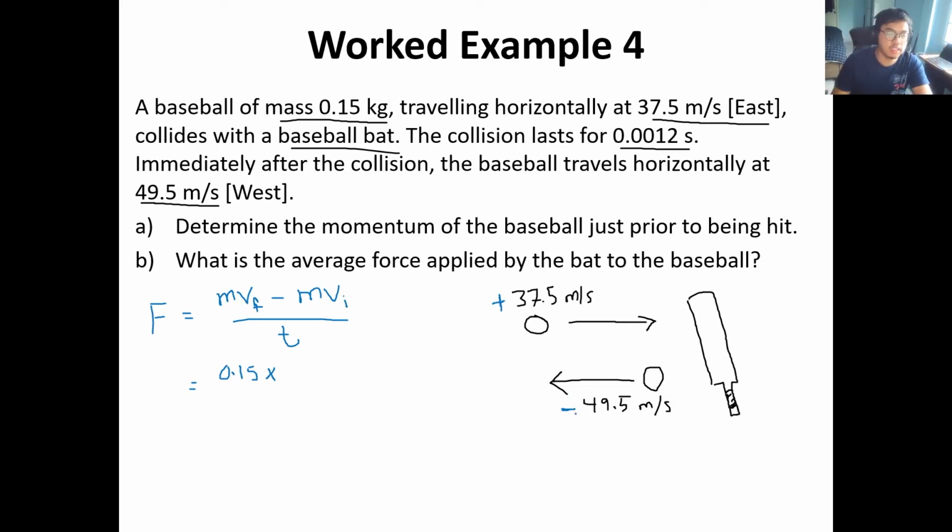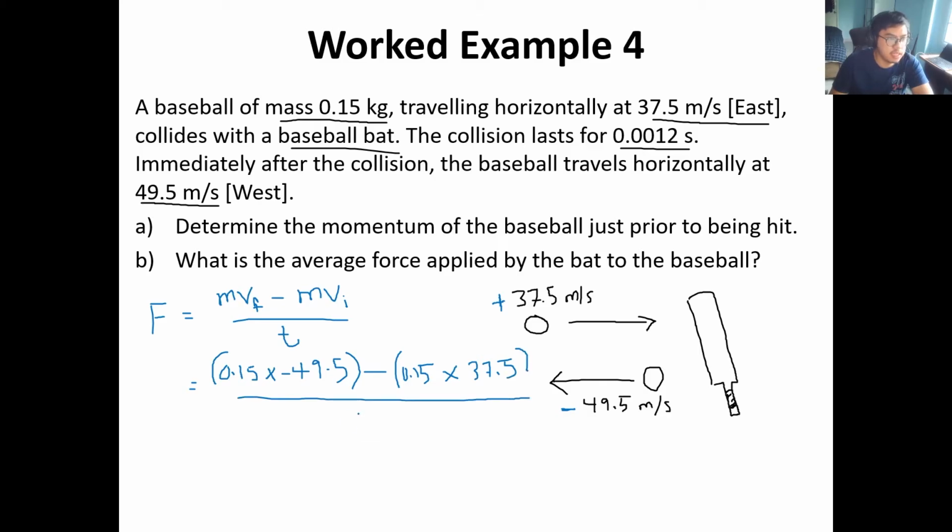So negative is given to numbers that are moving in the opposite direction. So we are saying here in this case, west is the opposite direction. So now the velocity is minus 49.5. So that one, the whole thing minus the mass times the initial velocity. So the velocity at the start before it's being hit is 37.5.